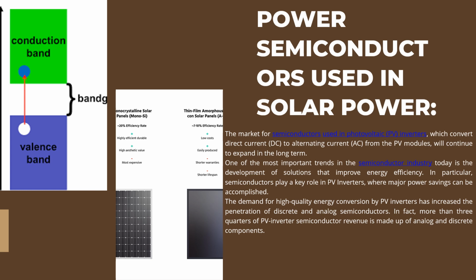Power semiconductors used in solar power. The market for semiconductors used in photovoltaic inverters, which convert direct current to alternating current from PV modules, will continue to expand in the long term. One of the most important trends in the semiconductor industry today is the development of solutions that improve energy efficiency. In particular, semiconductors play a key role in PV inverters, where major power savings can be accomplished.